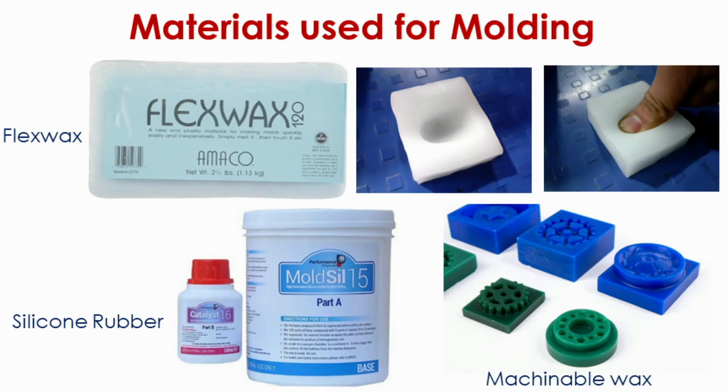Now, the different types of materials being used for molding. The first one that you see on the top is flex wax. It can easily take any shape, as one can even impress a thumb and it takes the shape of the thumb. The second material that is typically used for molding is silicone rubber, which is a synthetic rubber. The third one, on the bottom right, is machinable wax. It's wax, but you can create different shapes and designs on it, and it can be machined on computer controlled machines. So you can create these molds.